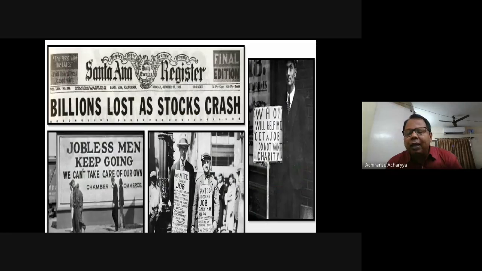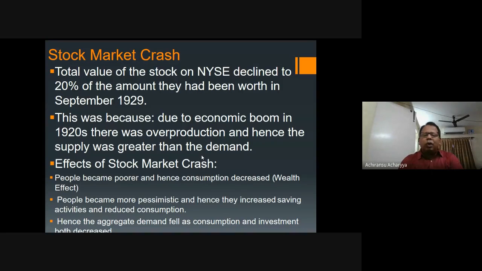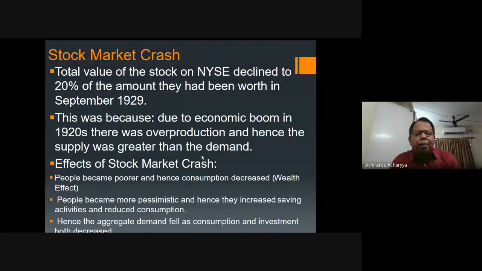So this is what was happening in the 1930s. You can relate this to what's happening now in our economy. Millions of people lost their jobs. Billions of dollars were lost as the stocks crashed, and there was joblessness everywhere. So it was a really unfortunate sight in the 1930s. To give you the actual scenario in brief, the stock market crashed. The total value of the stock on the New York Stock Exchange declined to 20% of what it had been worth in September 1929.